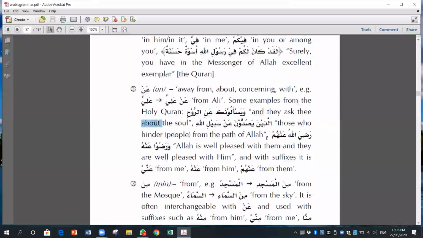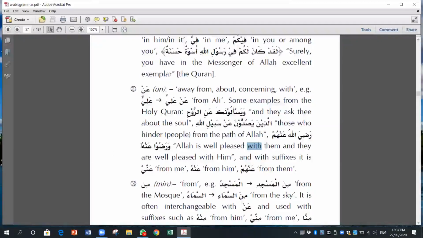Radiyallahu anhum. We use this so many times. Radiyallahu anhu, Abu Bakr Siddiq, radiyallahu anhu. So what does it mean? May Allah be pleased with them. There we are translating an with them. Radiya, may Allah be pleased, anhum, with them.